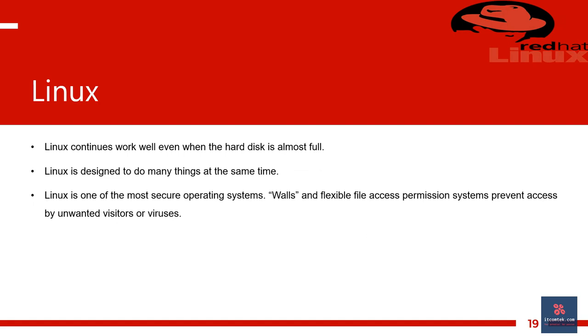One of the reasons companies use Linux as an operating system on servers is the security of the operating system. They have a concept of walls, and a flexible file access permission system prevents access by unwanted visitors or viruses. To be more precise, Linux has a firewall, which is the wall of security, and has Security-Enhanced Linux, called SELinux. It is a layer of security that prevents system services from interacting without having the appropriate permission. We will go through these concepts in our course.